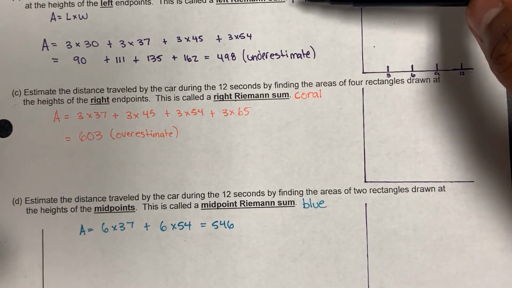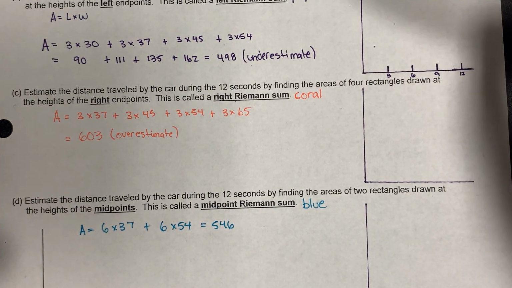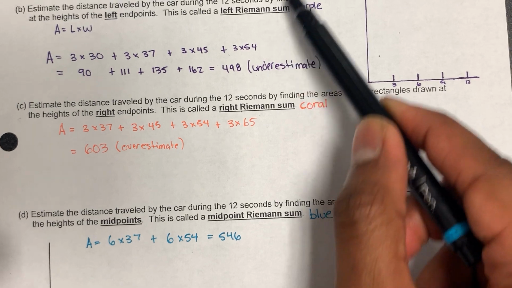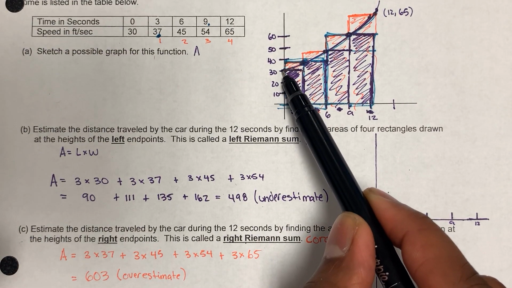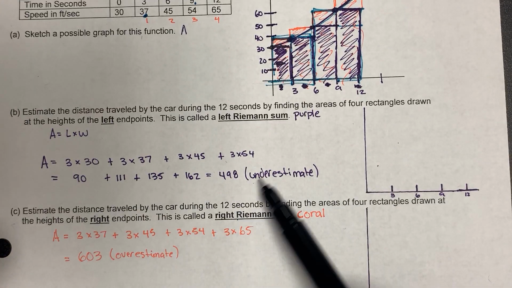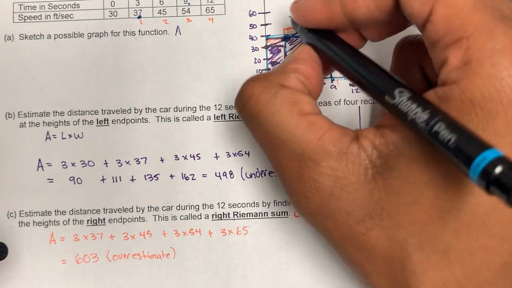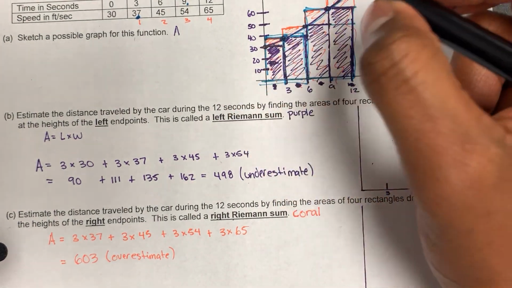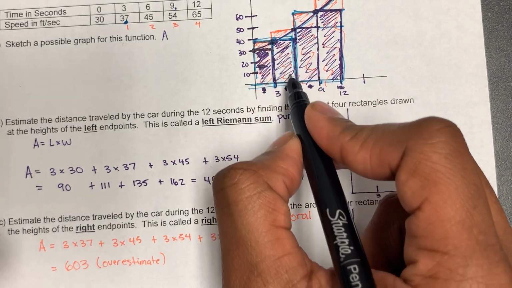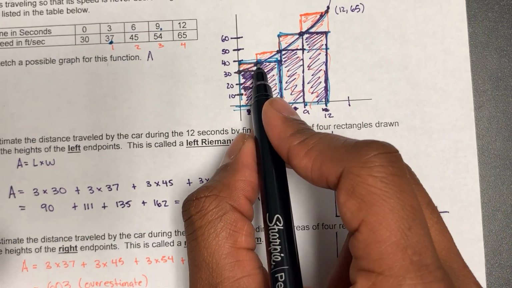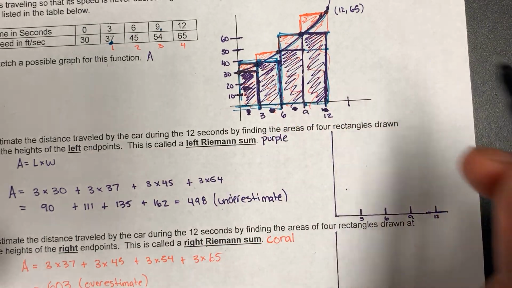So these are the three methods for approximating area with rectangles. We have a left Riemann sum, which uses left endpoints. We have a right Riemann sum, which uses right endpoints. And we have a midpoint Riemann sum, which uses the midpoint of a rectangle.